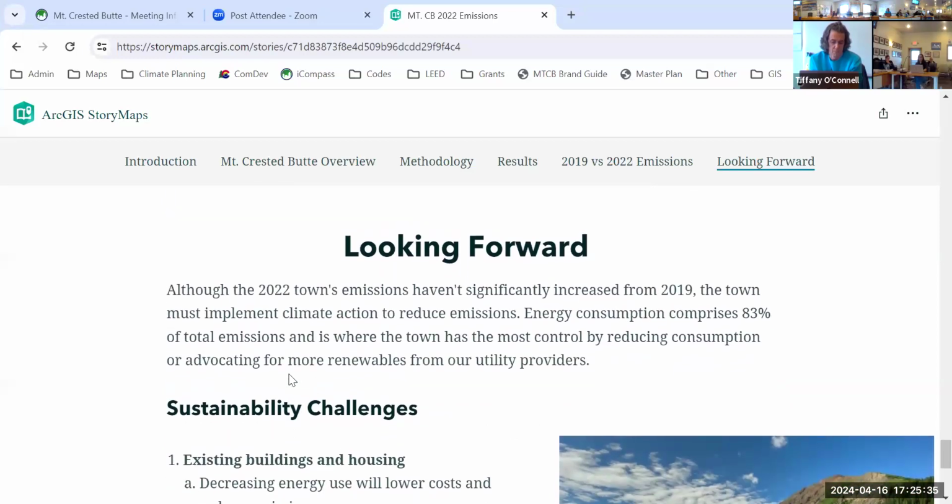And looking forward, although the 2022 town's emissions haven't significantly increased from 2019, the town still must implement climate actions to reduce these emissions that are contributing to climate change. Energy consumption, as I said, comprises 83% of our total emissions, and this is really where the town has the most ability to control the emissions by either reducing consumption of electricity and energy or advocating for more renewables from our utility providers.